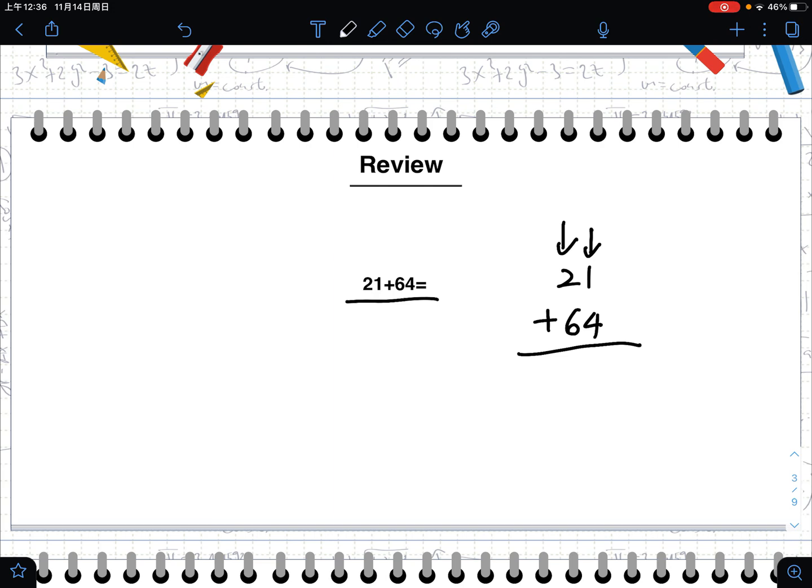Well, if we add the numbers in the ones column, 1 plus 4 is 5. Then we go to the next column, and 2 plus 6 is 8, so we write down 8. So 21 plus 64 is going to equal 85.